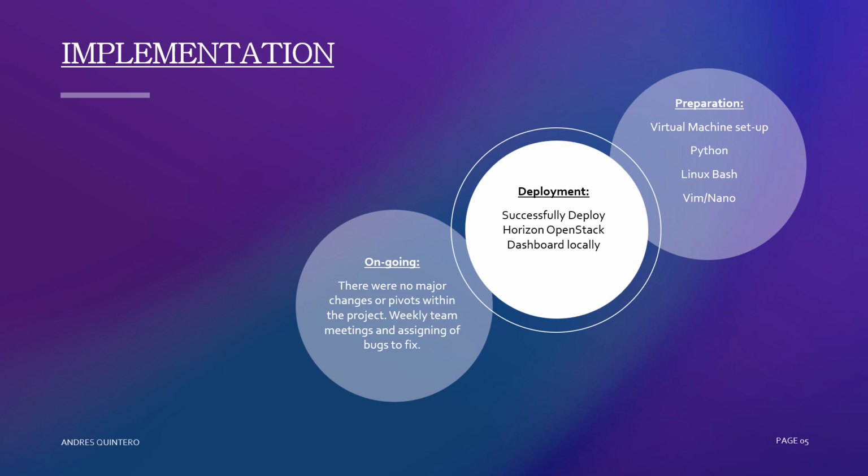During the implementation phase of the project, first you have to get prepared. Preparation took a couple of weeks just to get familiar with virtual machines using VirtualBox and setting that up. Also getting familiar with Python, learning all of the code, and basic to intermediate concepts so you can deal with bugs and fixing bugs within the mentorship. You also had to get familiar with Linux bash commands and using the terminal, as well as editing files with Vim or Nano.